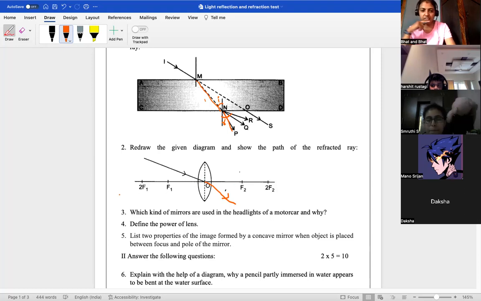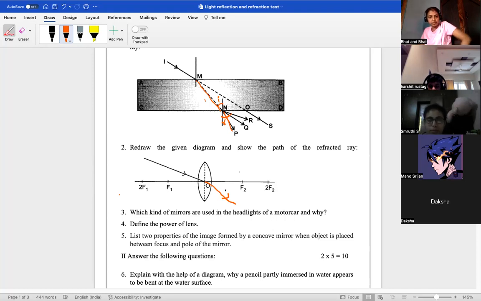Then, which kind of mirrors are used in the headlights of a motorcycle, a motor car, and why? Concave mirror. Why? Ma'am, because it has converging mirror. Concave mirror is a converging mirror, not diverging. Mirror, they are asking, not lens. Okay? Okay, ma'am.